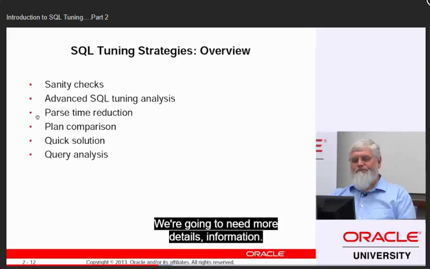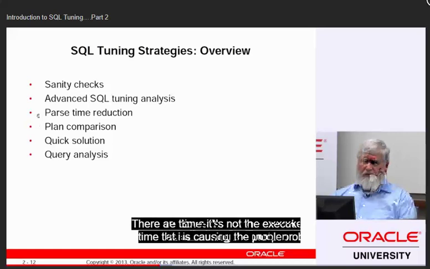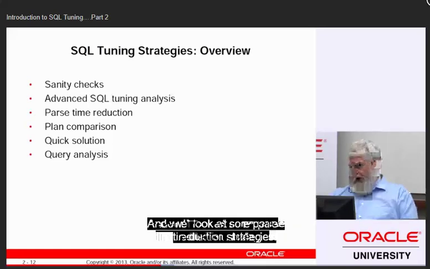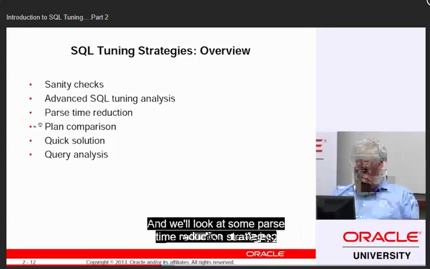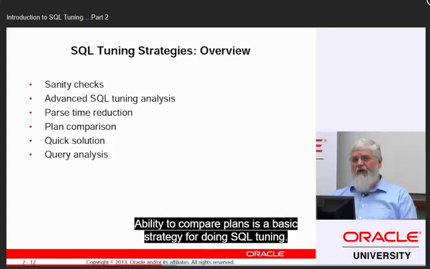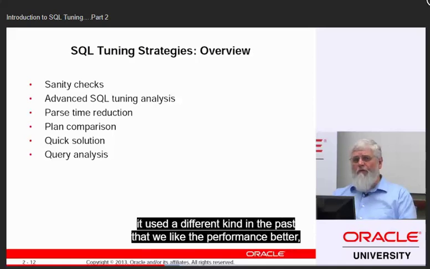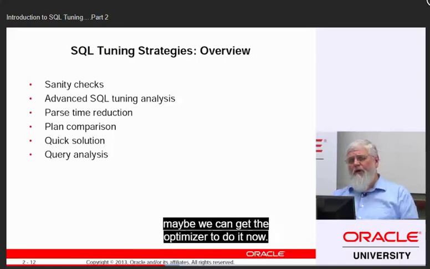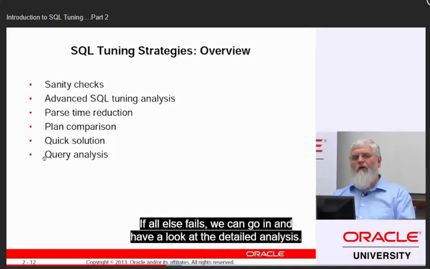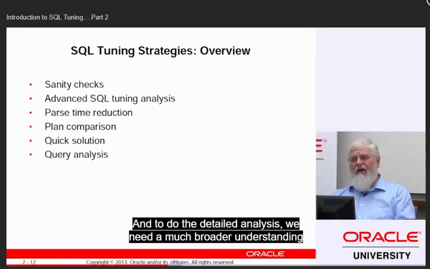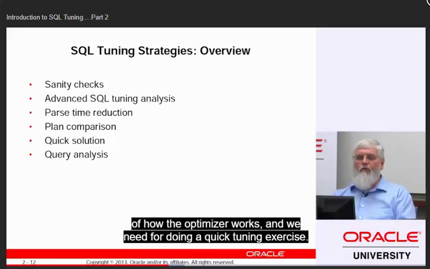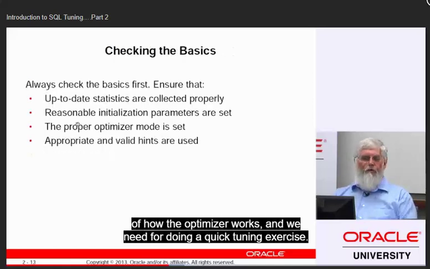Ability to compare plans is a basic strategy for doing SQL tuning. If I can find a better plan, or a time when it used a different plan in the past that we like the performance better, maybe we can get the optimizer to do it now. If all else fails, we can go in and have a look at the detailed analysis. Okay? And to do the detailed analysis, we need a much broader understanding of how the optimizer works than we need for doing a quick tuning exercise. So when we get into that, we'll get into looking at more details of the optimizer. So first off, we should always check the basics.